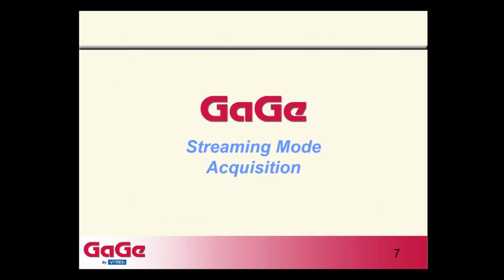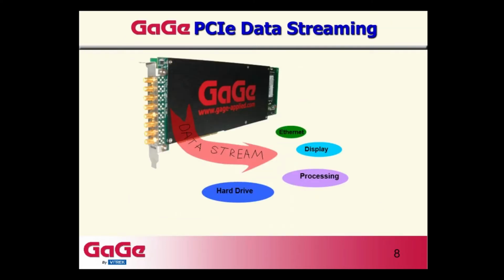So let's move on to streaming mode acquisition. Well, streaming is very simply the ability to dump the waveform data directly onto the PCI bus, much as Netflix dumps the movie onto the Ethernet. And that can be sent to various streaming targets. One of our most popular ones, let's say, is hard drive.